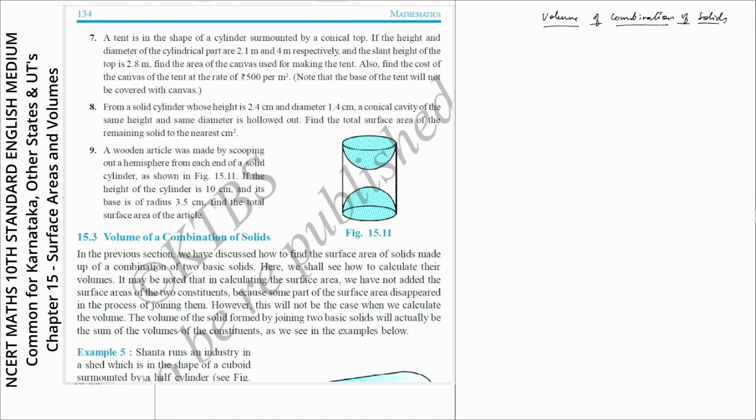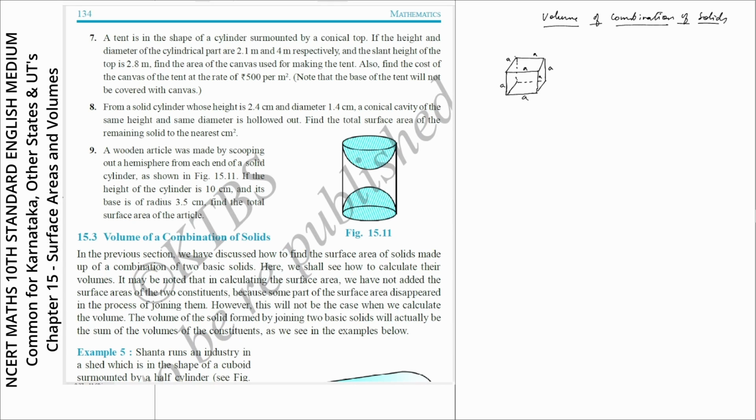The next topic is volume of combination of solids. Let us recall some basics of volumes of some solids. Now consider one cube. Cube is given like this. In a cube all the sides are equal. This is actually an invisible edge. All the sides are equal in a cube.